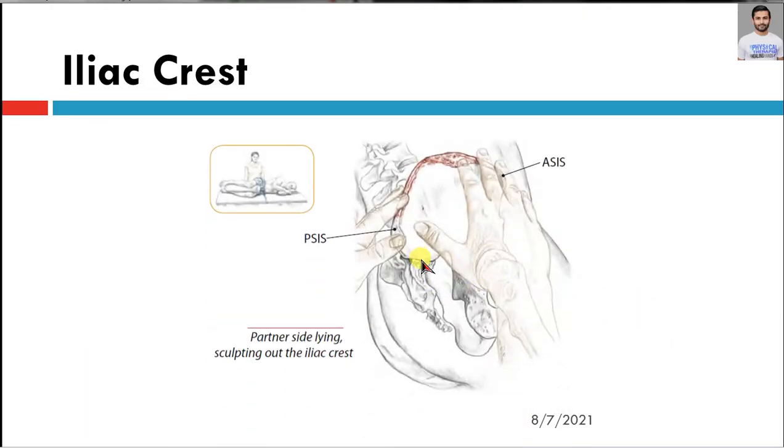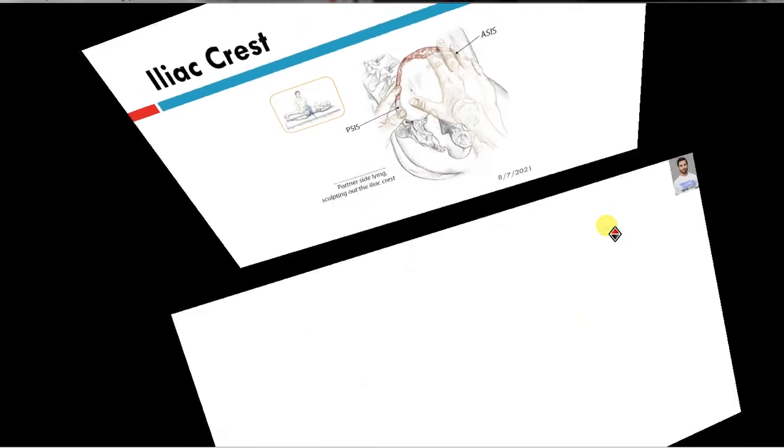This is how you palpate the iliac crest. You find the anterior superior iliac spine and the posterior superior iliac spine, and then you palpate the iliac crest.